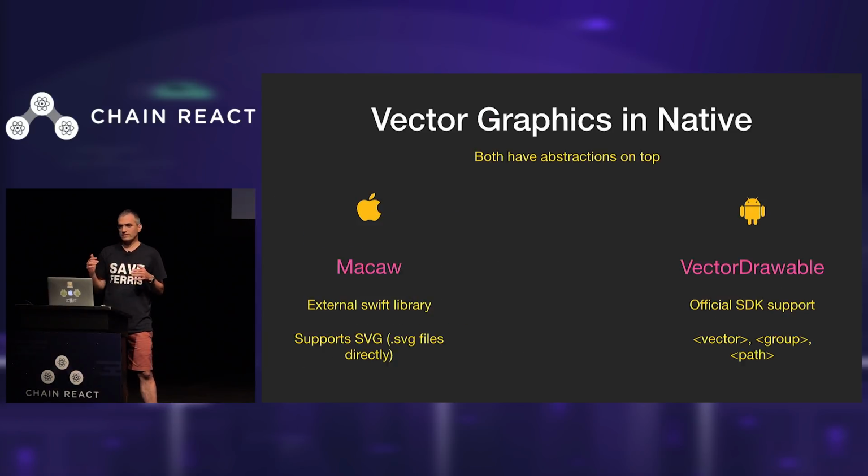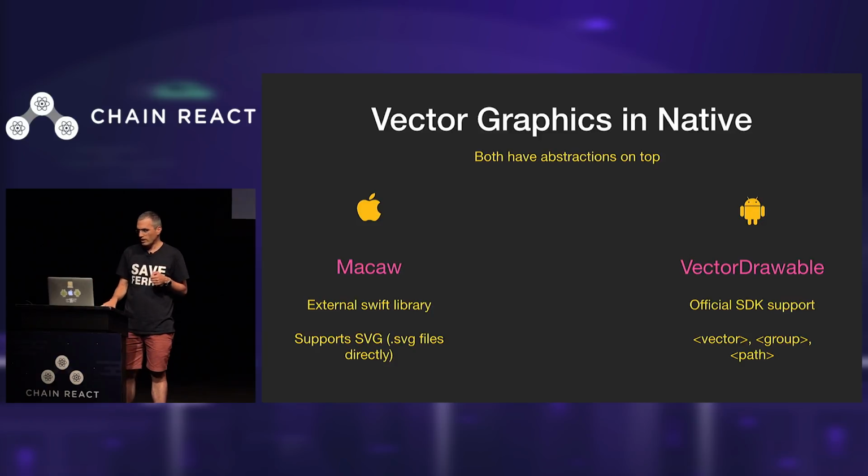Over the course of time, there were some abstractions on top of it. There is a very famous third-party plugin on Apple called Macaw. And on Android, the official SDK already has a new library called Vector Drawable, relatively new, which starts to look like SVG in terms of markup language and elements. However, those are different elements, not SVG.